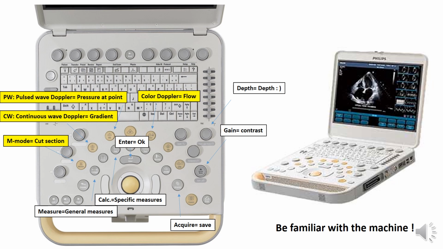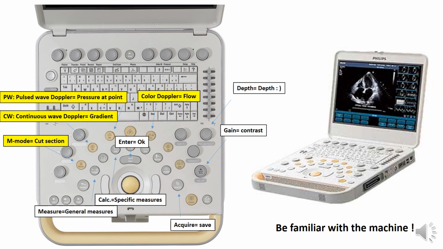If you want to get a cut section at a certain area, this is called M mode. If you want to measure pressure gradient across a valve, you will use this button, which is called the continuous wave Doppler button. If you want to measure pressure at a specific point, this is called the pulsed wave Doppler.